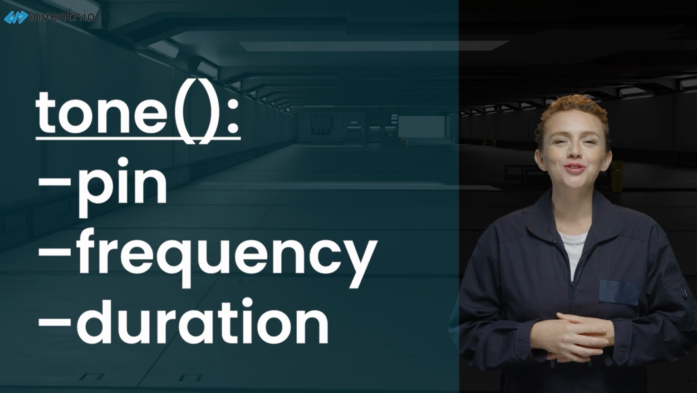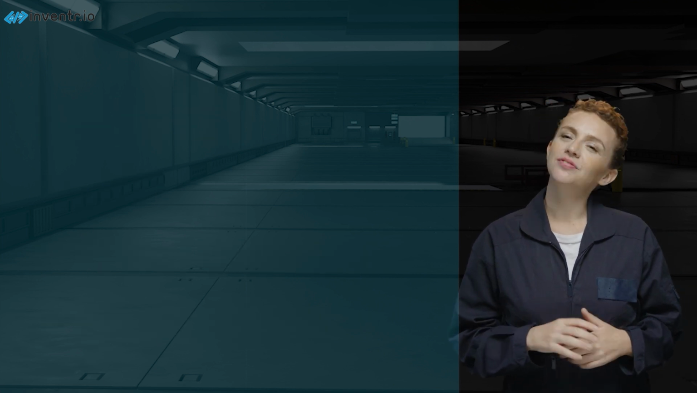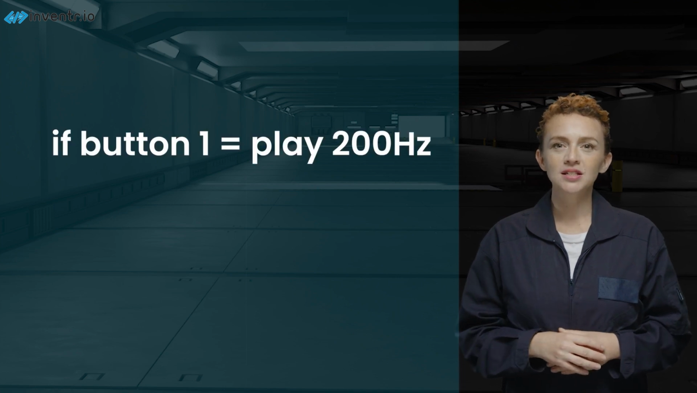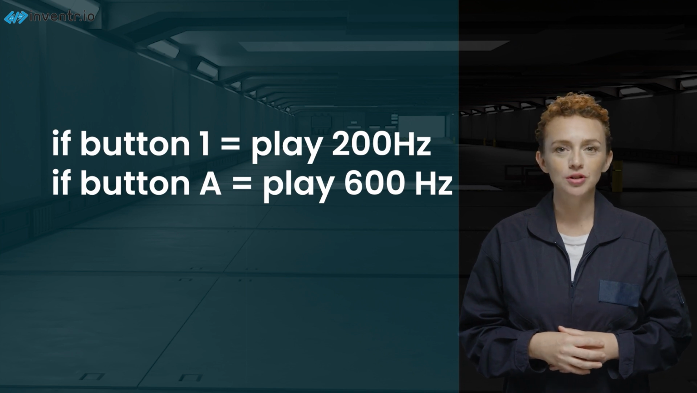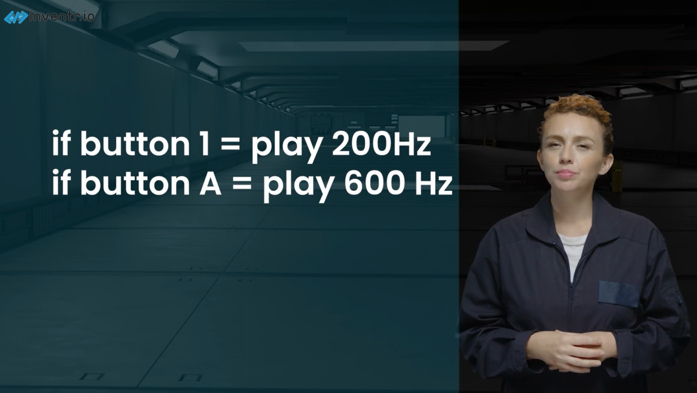Now, let's brainstorm together, Explorer. We want each button on our keypad to trigger a specific tone. Oh, I can hear you now. Let's just churn out a bunch of if statements, one for each button. If button 1 is pressed, play 200 Hz. If button A is pressed, play 600 Hz, and so forth. A simplistic approach, but not very elegant, is it?